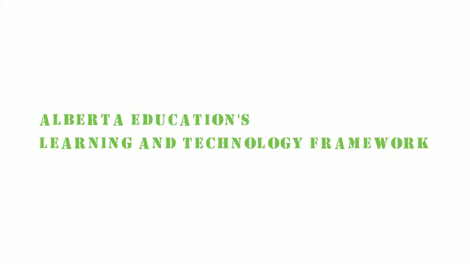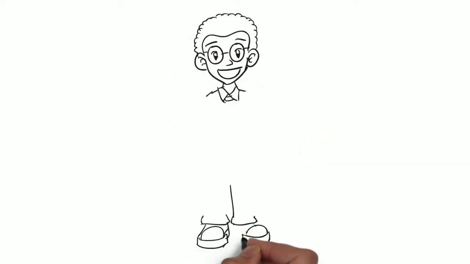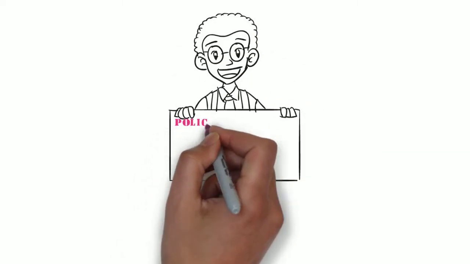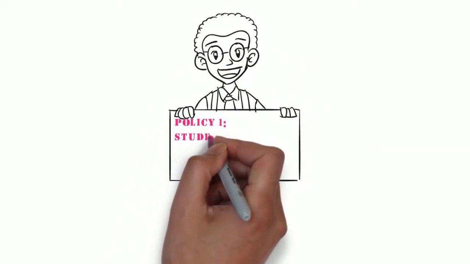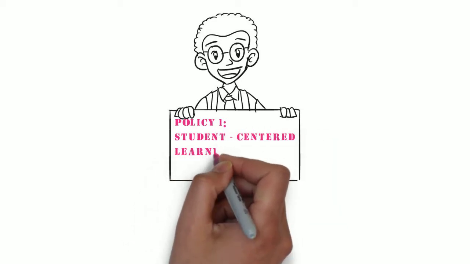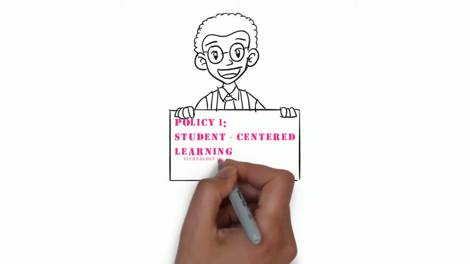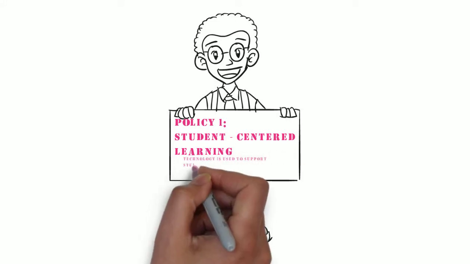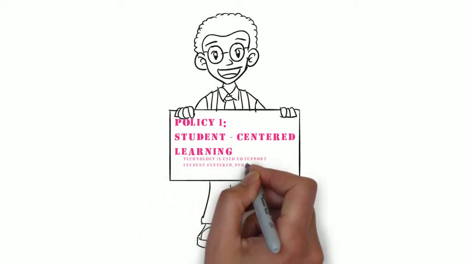The Alberta Education, Learning and Technology Framework was put into place in 2013 and contains 5 interdependent policy directions. The first policy is student-centered learning. So this means technology is used to support student-centered, personalized, authentic learning.